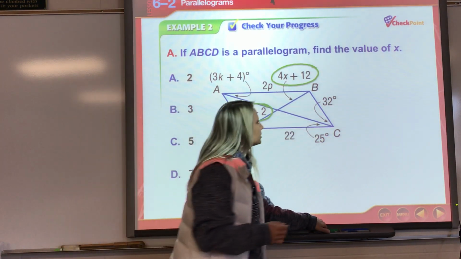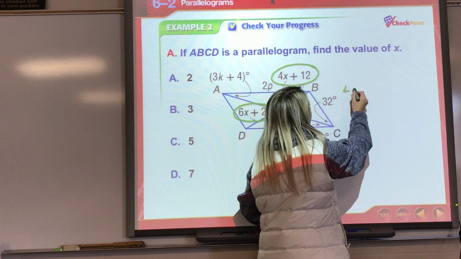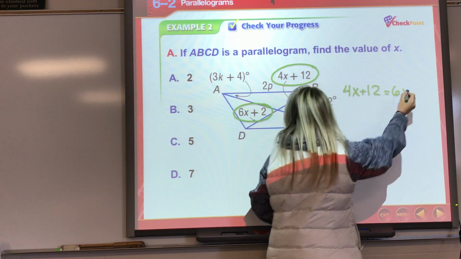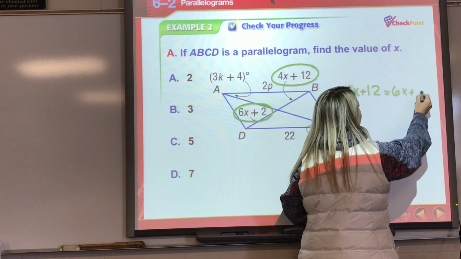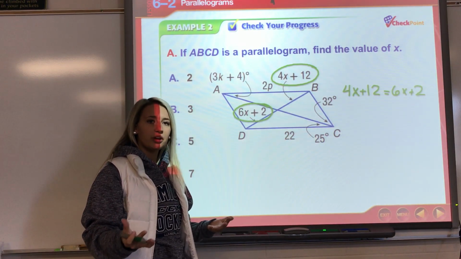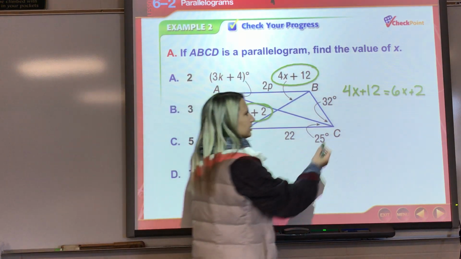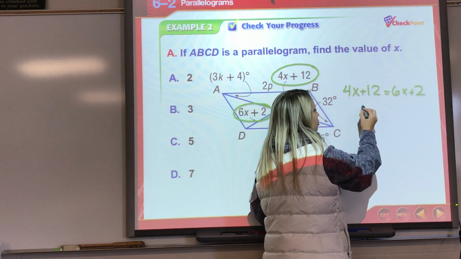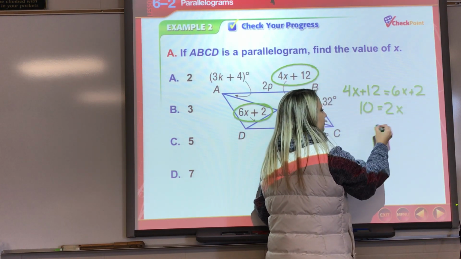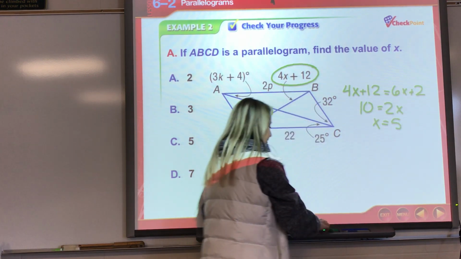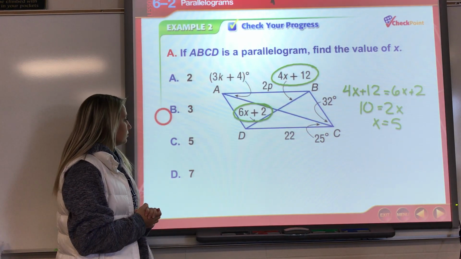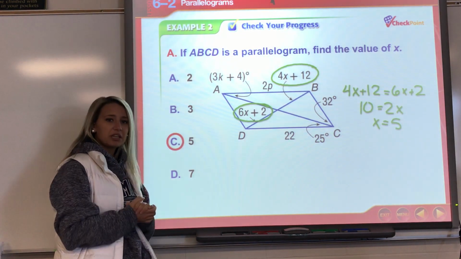So right over here, I'm just going to show the work. I'm going to take 4x plus 12 equals 6x plus 2. Like you guys did on a scratch piece of paper in your head, a little bit of algebra. We're going to subtract the 4x, subtract the 2, so we get 10 equals 2x. X equals 5. Is that what you guys got? If you got that, take a Jolly Rancher.